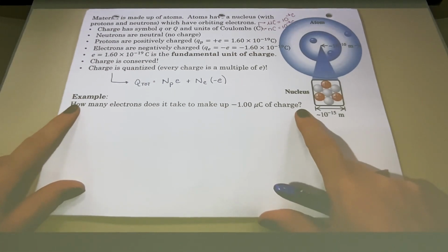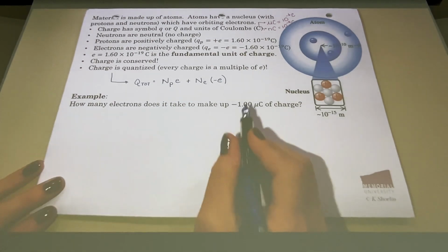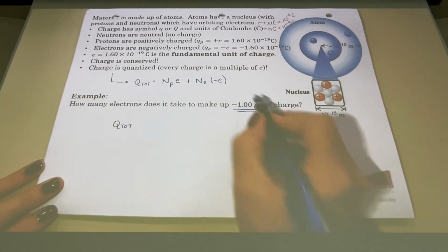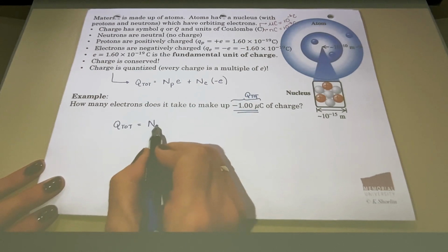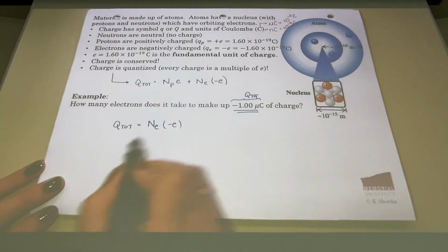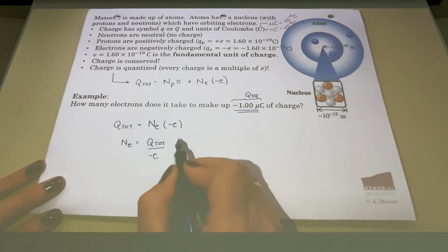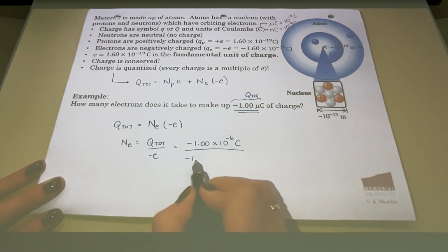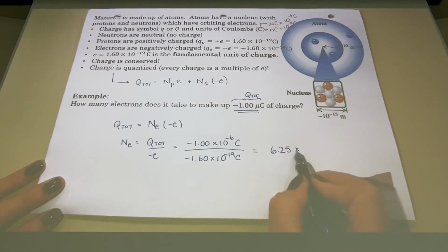For a quick example, if we had something that had a negative 1 microcoulomb of charge, how many electrons would that correspond to? So how many electrons would we have to pile up to make that charge? So this is our total charge, minus 1 microcoulomb. We want to know how many electrons go into this, so that'll be the number of electrons times the charge on an electron. We're trying to find the number of electrons, Q total divided by the charge on one electron. Q total is -1 times 10 to the -6 coulombs. Charge on an electron is -1.6 times 10 to the -19 coulombs. Gives us 6.25 times 10 to the 12 electrons.